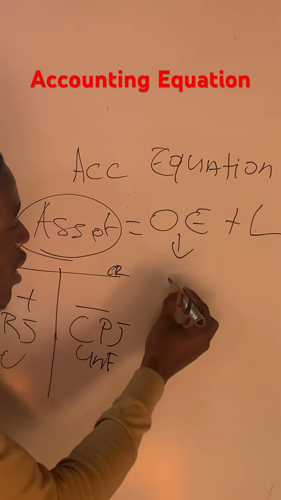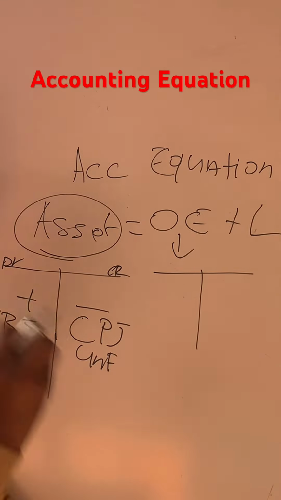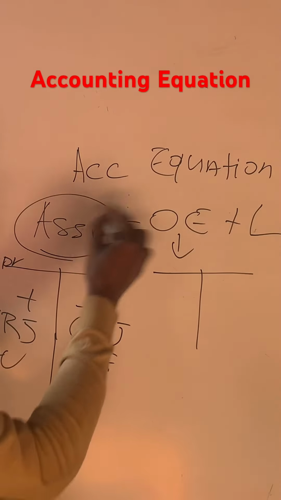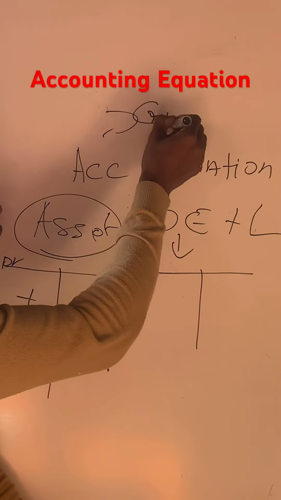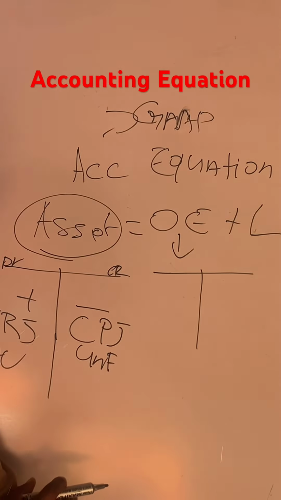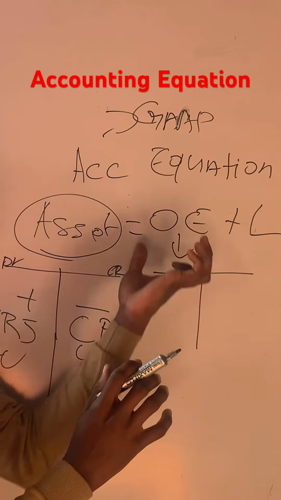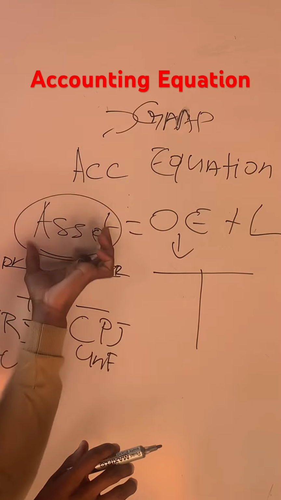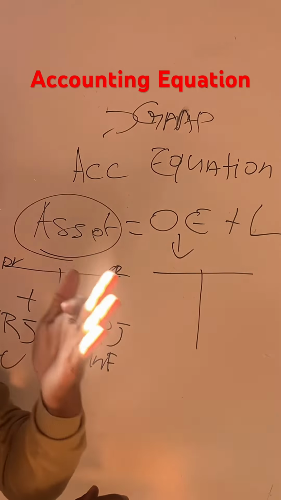Then we have owner's equity. Owner's equity is what belongs to the owner. What does the owner contribute to the business? Remember, between these two there is a GAAP principle which is being followed, the business entity rule. What does the business entity rule say? The financial affairs of the business must be kept separate from the financial affairs of the owner. That is the business entity rule.